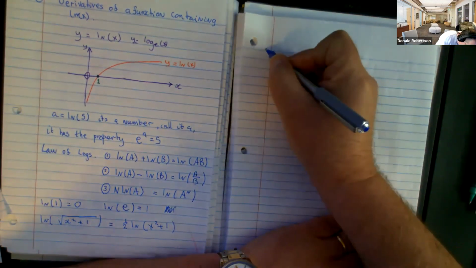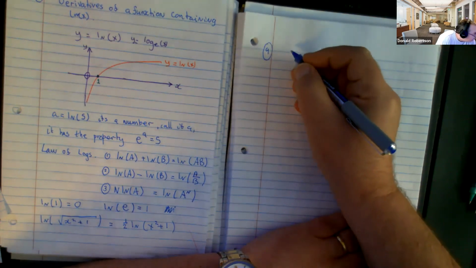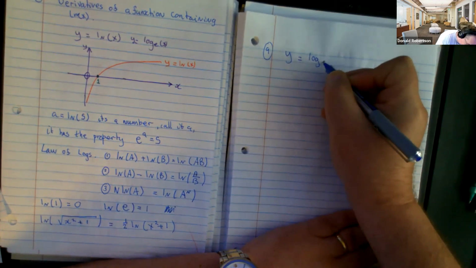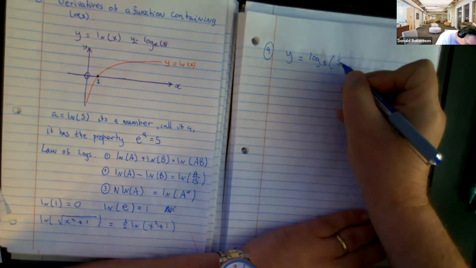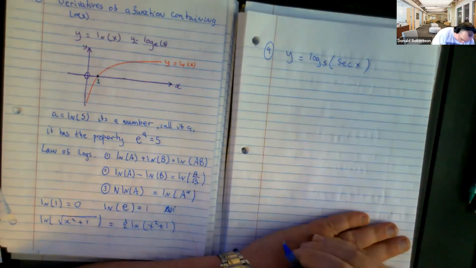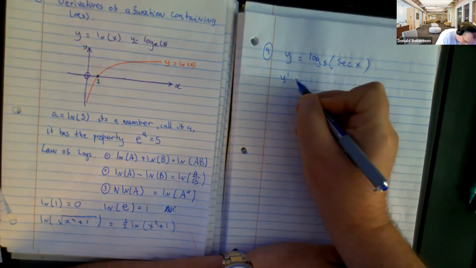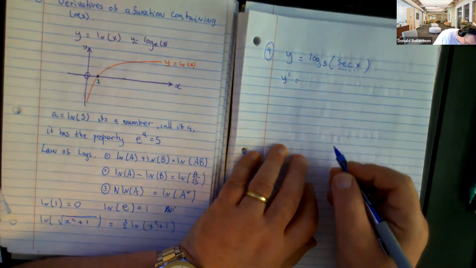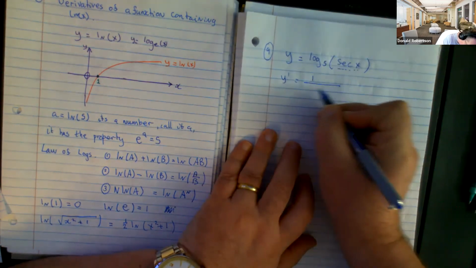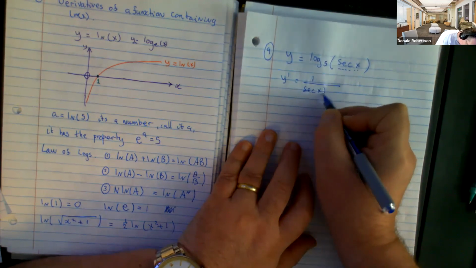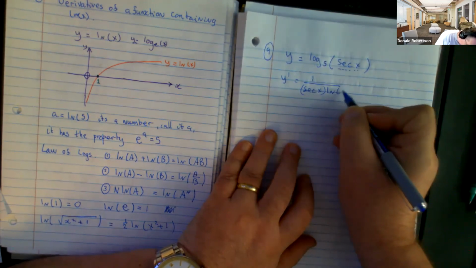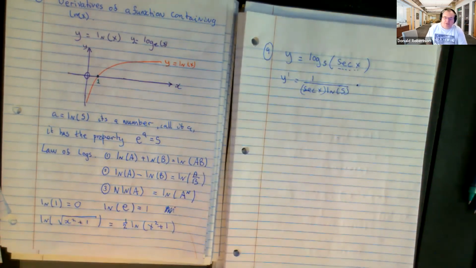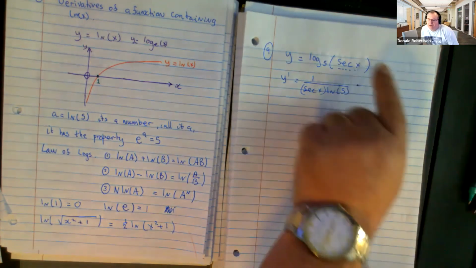So how about this one, question 9? y is equal to the log to the base 5 of secant x. It's definitely going to be a chain rule. That guy there is my inside function. So it's going to be 1 over secant x times the natural log of 5, right? Finishing with the derivative of the inside function, right?